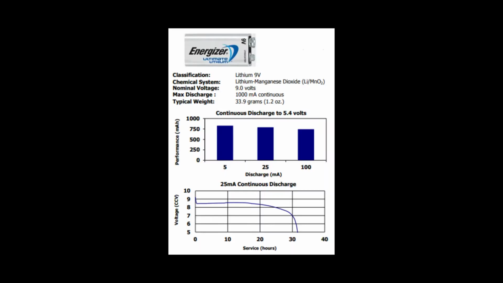Here's a 9-volt lithium cell. We can see a couple of differences with this battery chemistry. We have a 1 amp maximum discharge rate, and we have a capacity of around 750 milliamp hours at 100 milliamps discharge. We can also see that the voltage over the battery's lifetime stays much more constant than the previous chemistries.